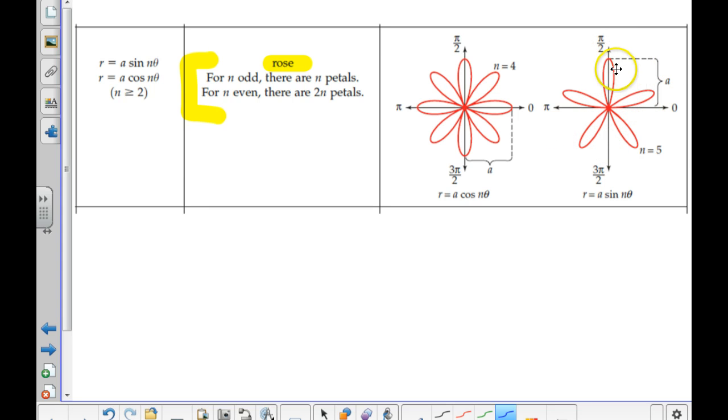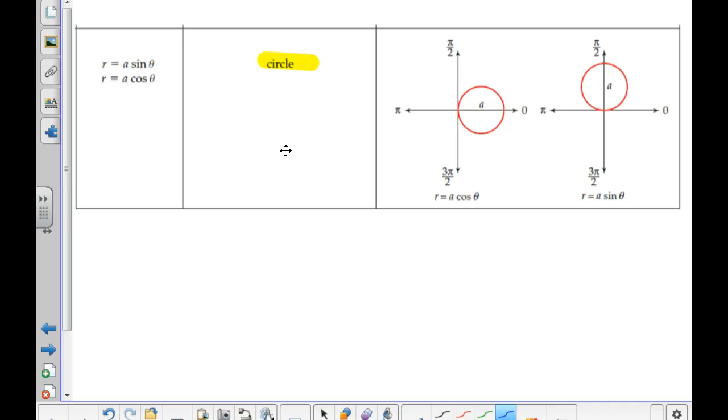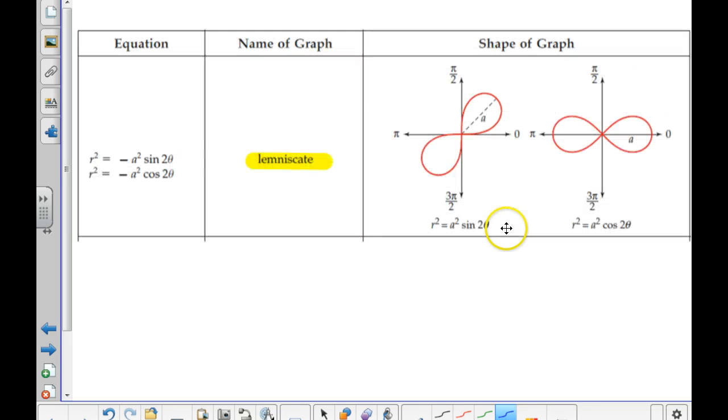It has an odd number of petals. I don't know what I'm trying to say here. And if you put in a cosine, you get an even number of petals. Actually, I'm not sure that's right. I think the number you put in has to do with how many petals you get. And like I showed you, the circle is just a cosine or a sine. Again, cosine has symmetry with the x, sine has symmetry with the y.